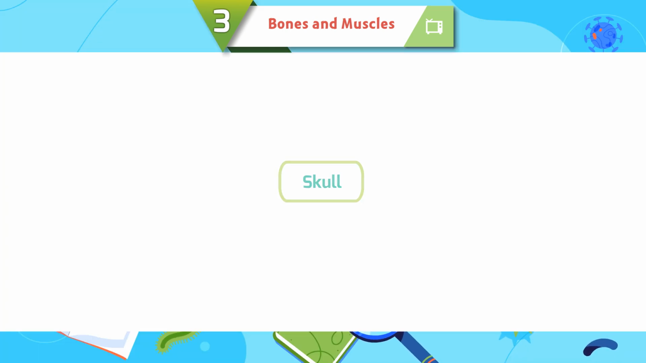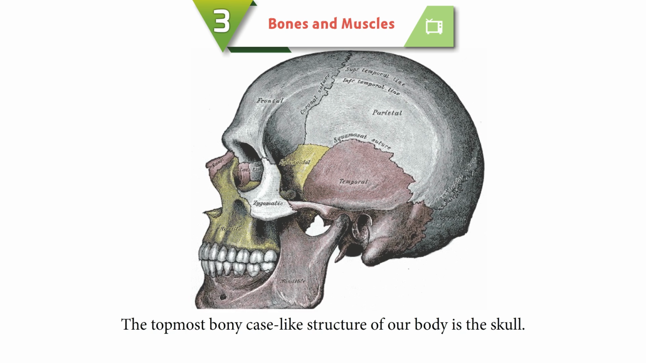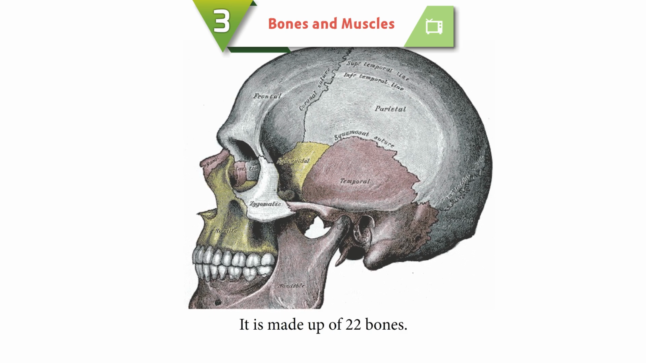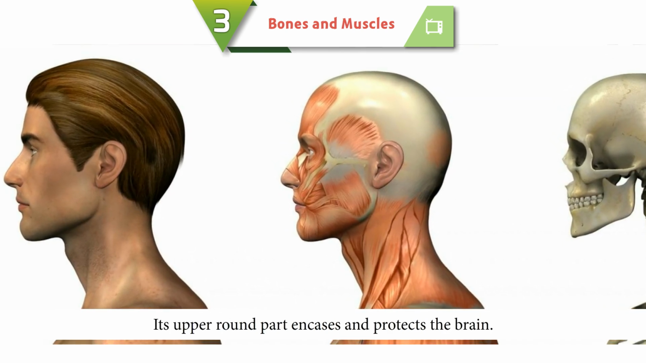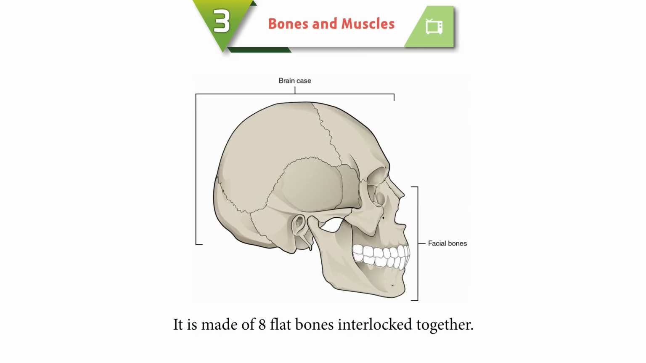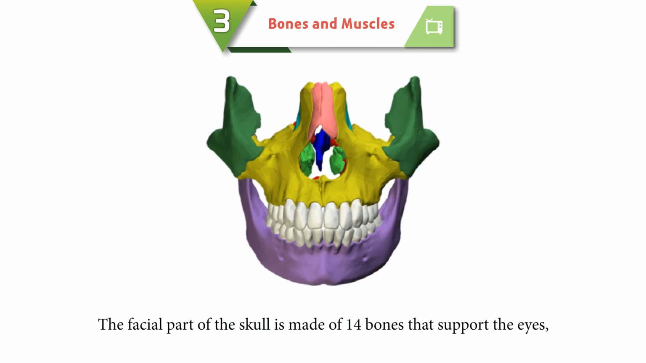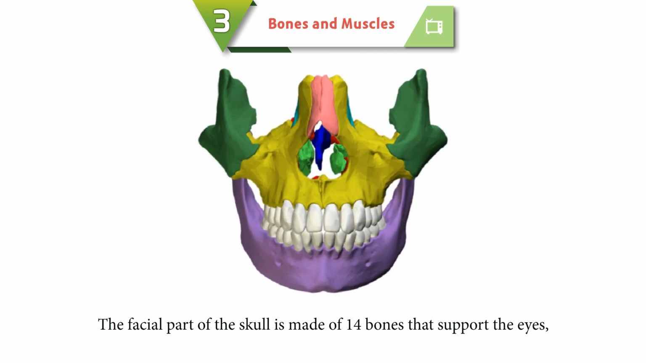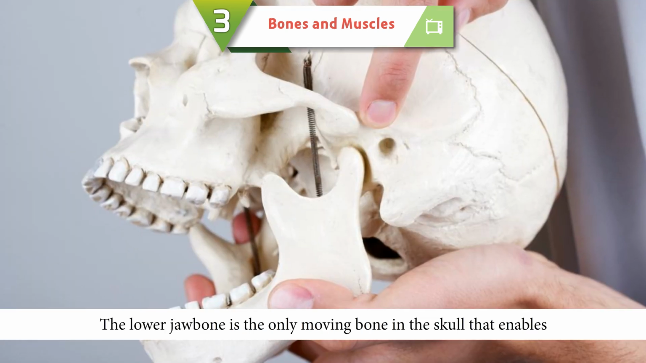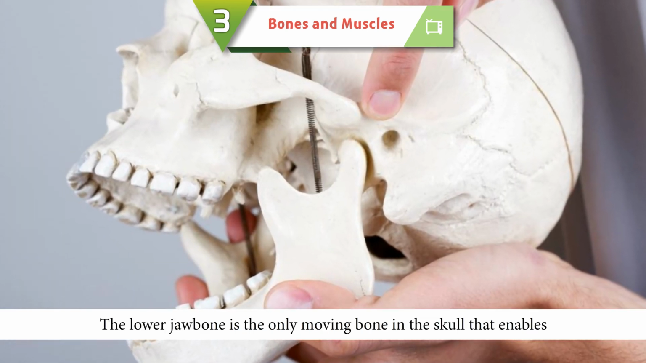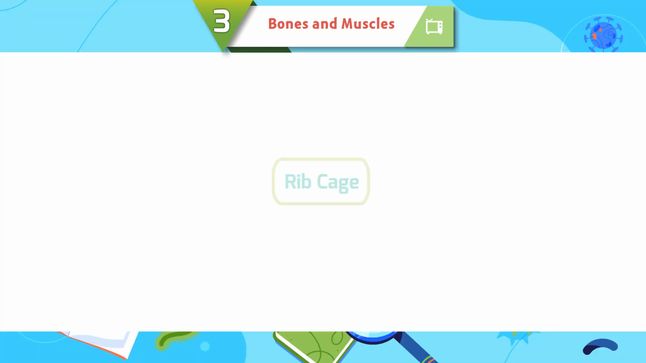Skull. The topmost bony case-like structure of our body is the skull. It is made up of 22 bones. Its upper round part encases and protects the brain. It is made of 8 flat bones interlocked together. The facial part of the skull is made of 14 bones that support the eyes, nose and mouth. The lower jawbone is the only moving bone in the skull that enables us to eat and talk.